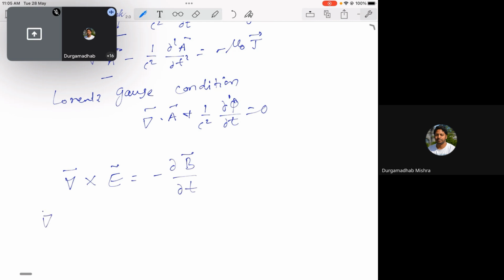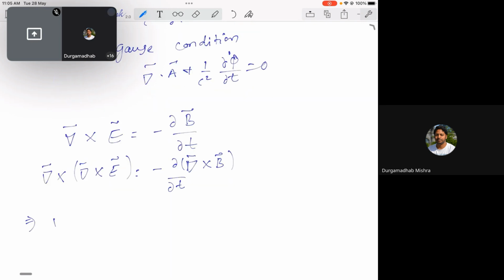And we take the curl of both sides. So we have minus the curl of the curl of E. This will be equal to del of del dot E minus del square E. That is equal to minus del by del t into, in place of curl of B, I will use the fourth Maxwell's equation, mu naught J plus epsilon naught mu naught del E by del t.